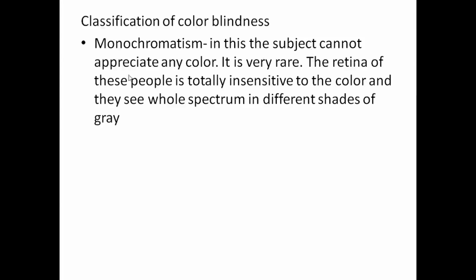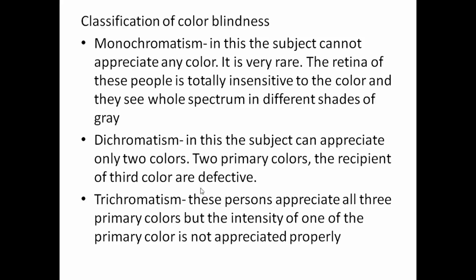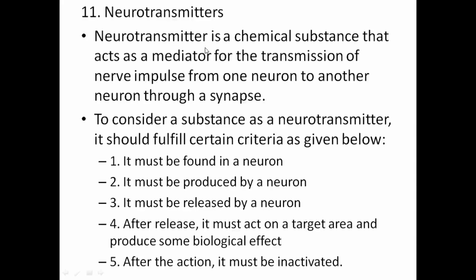Monochromatism. The subject cannot appreciate any color. It is very rare. The retina of these people is totally insensitive to color and they see the whole spectrum in different shades of grey. Dichromatism. The subject can appreciate only two primary colors. The receptor for the third color is defective. Trichromatism. These persons appreciate all three primary colors but the intensity of one of the primary colors is not appreciated properly.